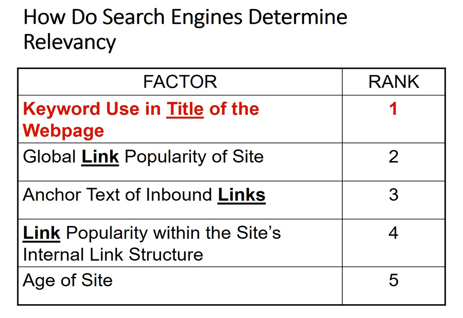As you can see, the top 5 factors that control the rank in our search engine searches of the internet is number 1, keyword use in title of the web page. Number 2, global link popularity of site. Number 3, anchor text of inbound links. Number 4, link popularity within the site's internal link structure. And number 5, age of site.